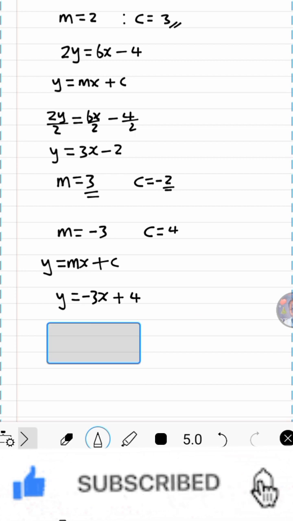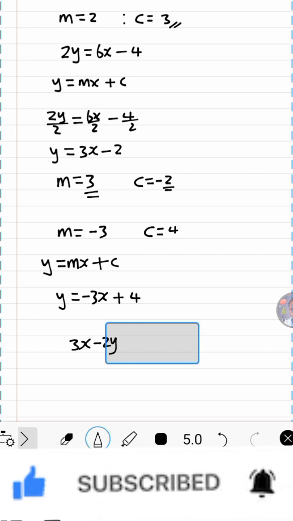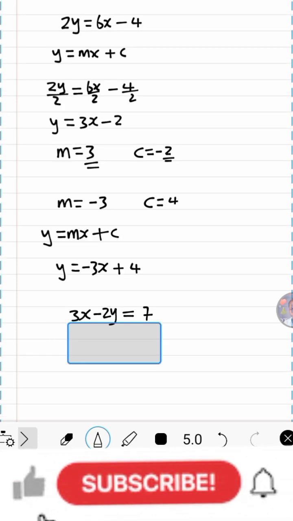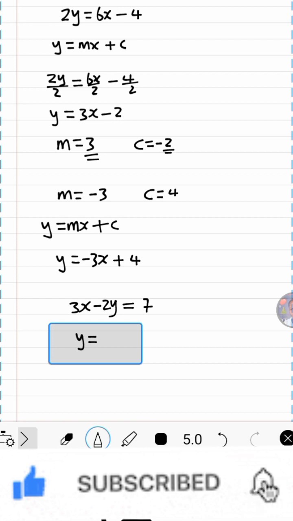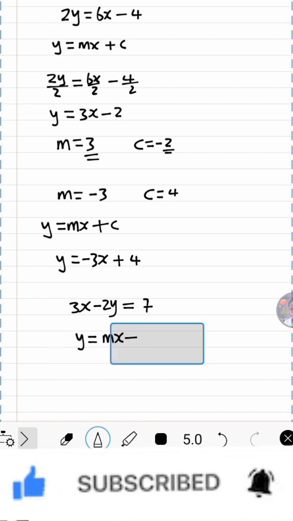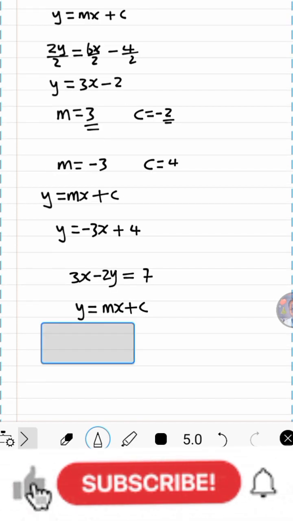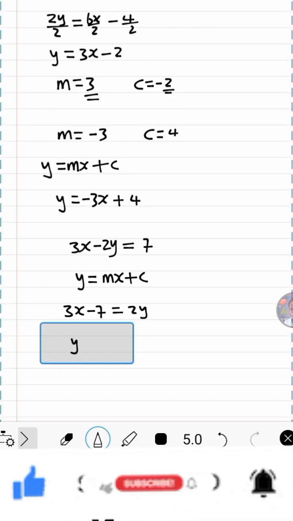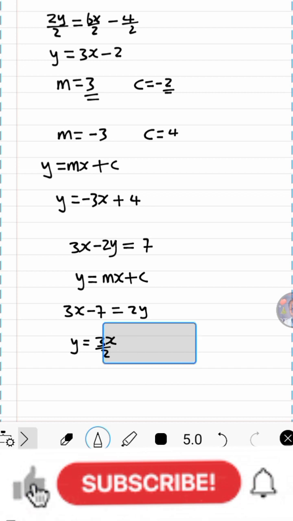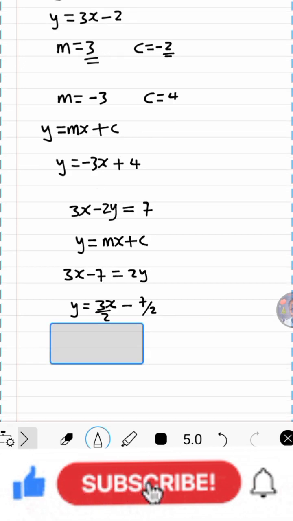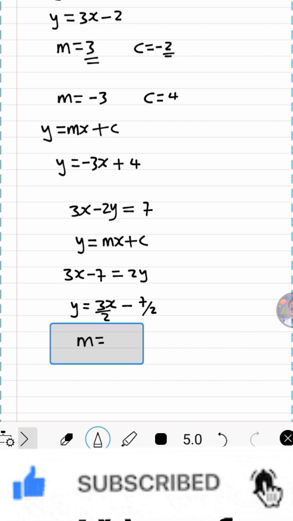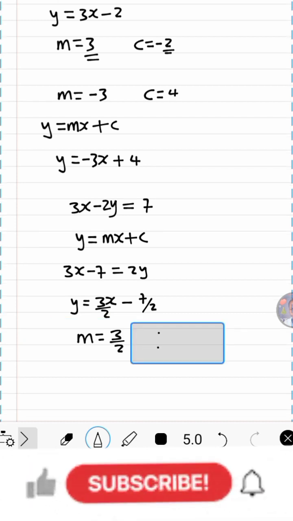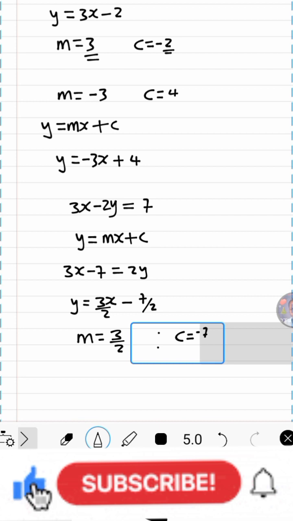Let's take another example. 3x minus 2y is equal to 7. Find the slope of the line and the intercept on the y-axis. All I have to do, I will arrange this equation to be in the form of y is equal to mx plus c. Once I can do this, everything is settled. Therefore, I will take minus 2y to the other side and bring 7 to this side. Therefore, I have 3x minus 7 is equal to 2y. Therefore, I have y is equal to 3x over 2, then minus 7 over 2. And what this simply means is that my m is equal to 3 over 2. And the intercept on the y-axis is equal to minus 7 over 2.